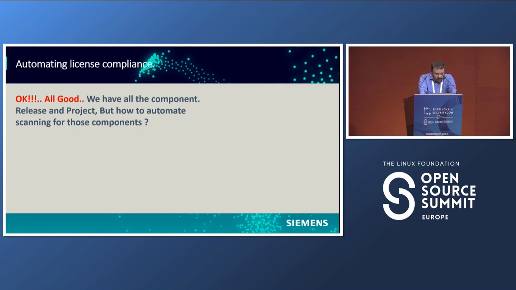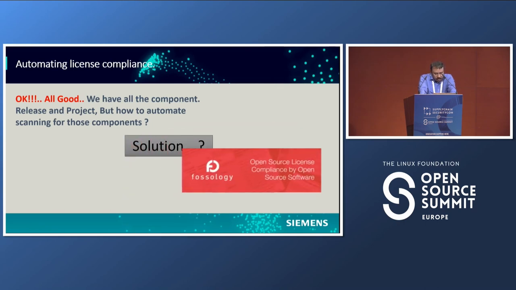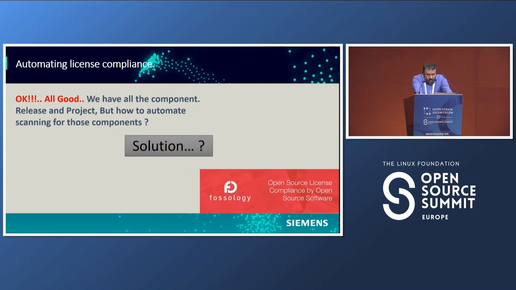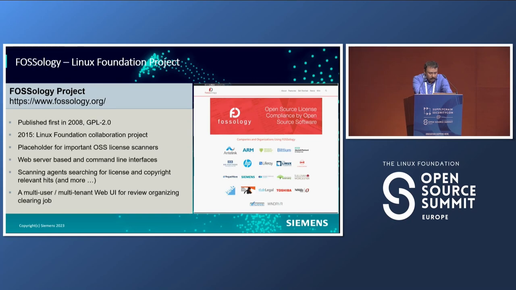So, it's all good that you have everything together. Now, how do you scan those? How do you go for the clearing? The solution that we use for automation with SW360 is FOSSology. A brief introduction of FOSSology: FOSSology is a Linux Foundation project. It is an open source project under the GPL 2.0 license from 2008, and it became a Linux Foundation project in 2015. It's a placeholder for multiple OSS scanners.